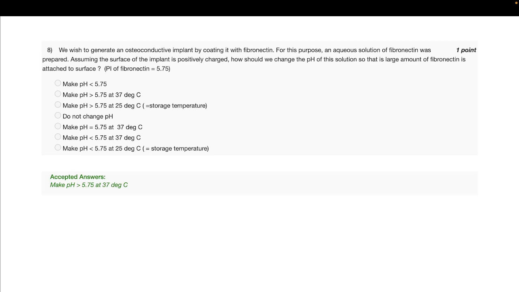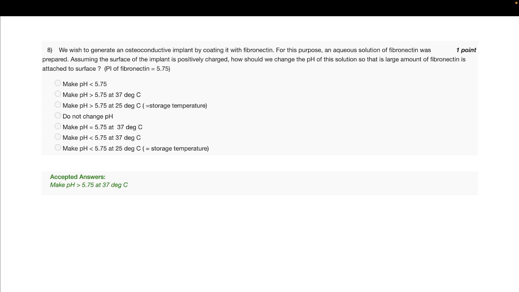The right answer is option 2, that is you make the pH higher than 5.75 at 37 degrees Celsius. So about the temperature part, it's clear. Whoever answered second has explained it, because since you are injecting it into the body, at the body temperature, which is 37, at 37 degrees Celsius you want more fibronectin to be attached to the surface.